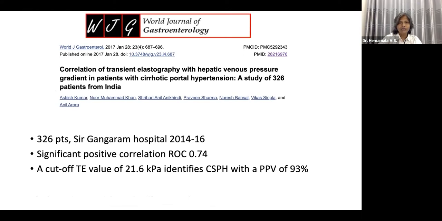There are many studies which have looked into it. I'm just going into one or two studies. This is from India, from Ganga Ram Hospital, where they looked at the correlation of transient elastography with HVPG in patients with cirrhotic portal hypertension, 326 patients. Their cutoff value for identifying clinically significant portal hypertension was 21.6, with a positive predictive value of 93%.